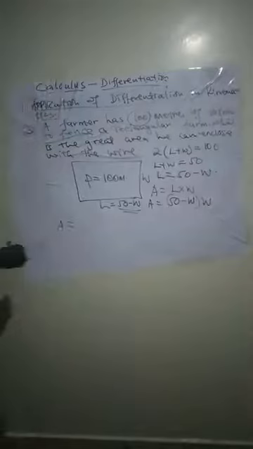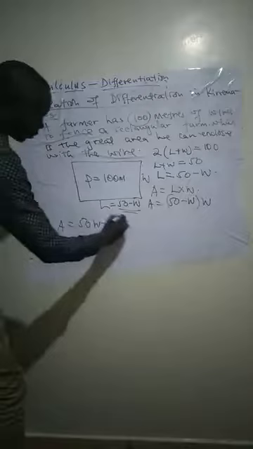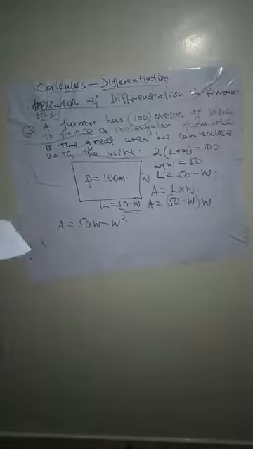So A equals 50W minus W squared. And you're told, what is the greatest area? The greatest is the same as the maximum, like the greatest speed is the maximum speed. So at this stage, you now recall the application of calculus. At a maximum point or minimum point, the gradient is zero. So I need to get the maximum point, since in this case it is the greatest. At the maximum point, the gradient is zero.